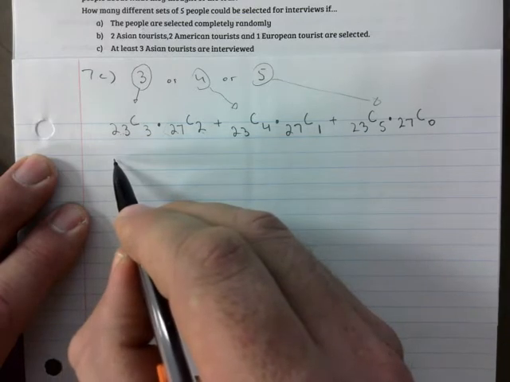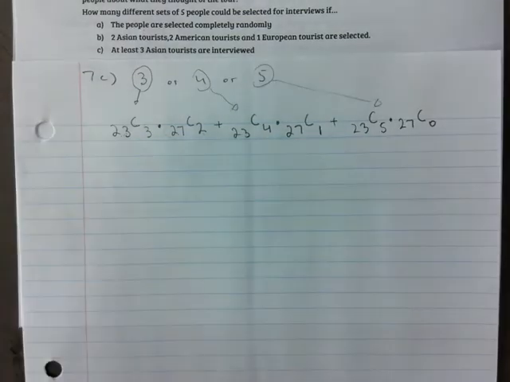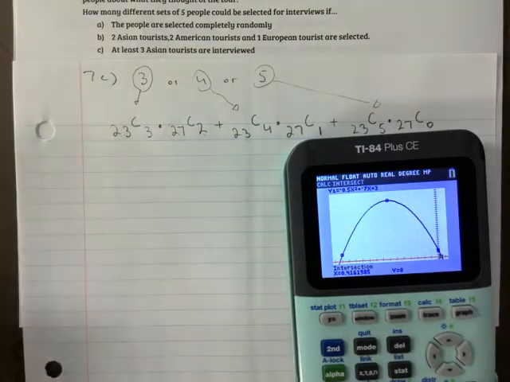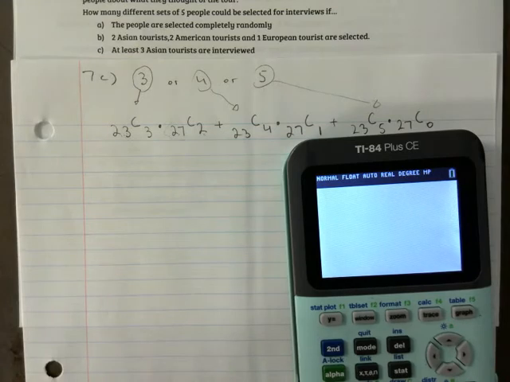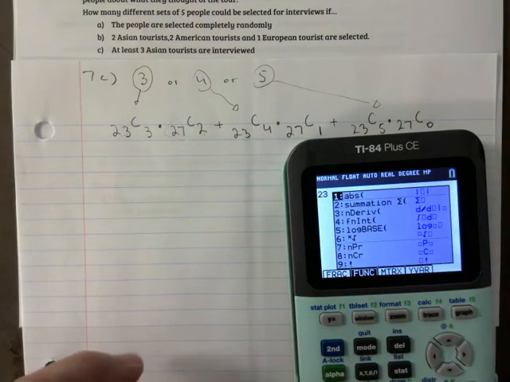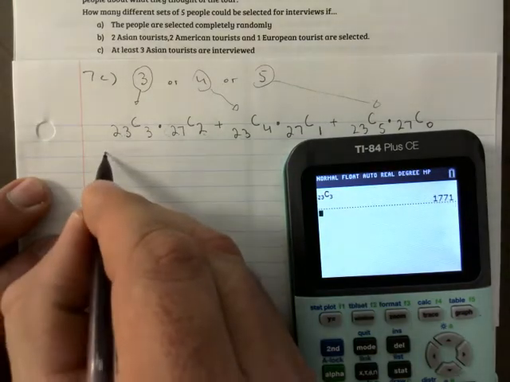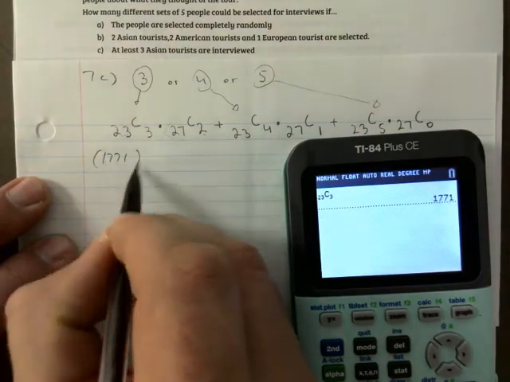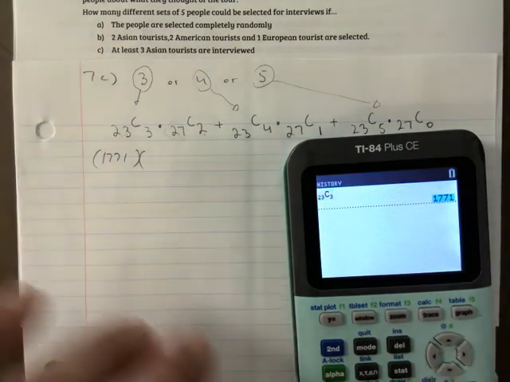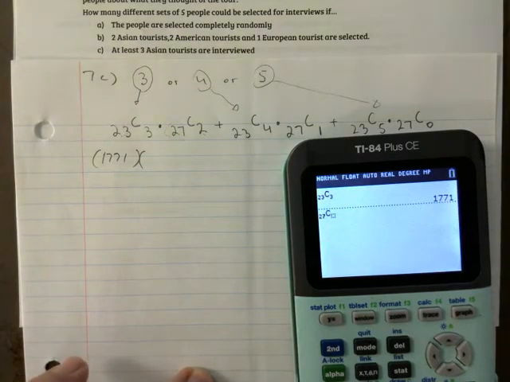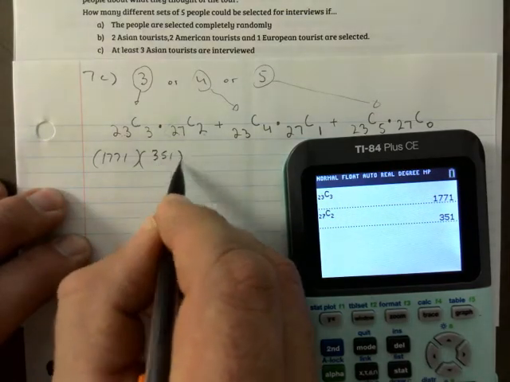So here we go. 23 choose 3. You're going to have to help me out with this one because I did it a different way. Maybe double check my work here. 23 choose 3, that's 1771, times, I'm going to do a separate one for the 27. 27 choose 2. That's 351.